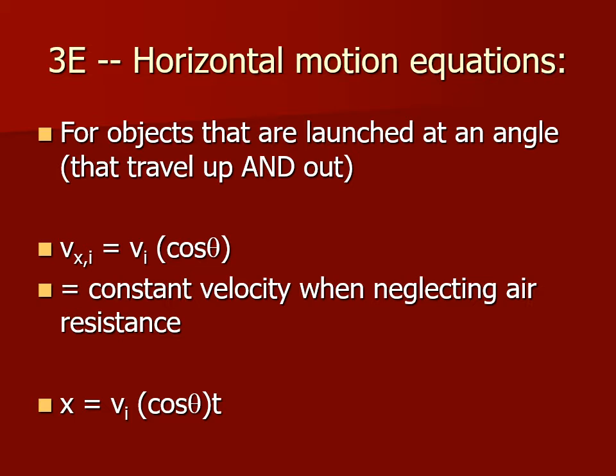Remember that Unit 2 is constant velocity. Unit 3 were acceleration models, to include free fall, of course. So what does this one say? Well, for objects that are launched at an angle, meaning they travel up and out, the initial velocity in the x direction is simply a component of the initial velocity.